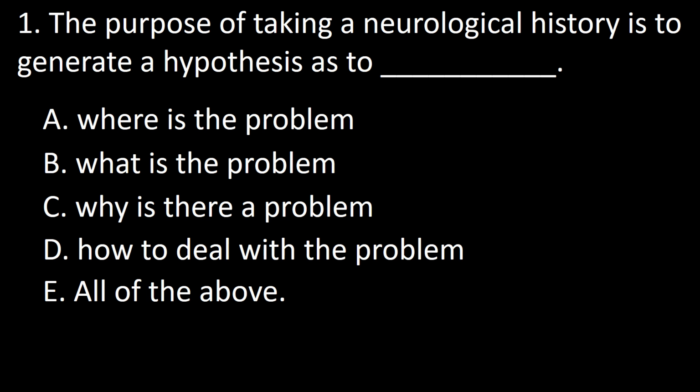The first question is: the purpose of taking a neurological history is to generate a hypothesis as to: A. Where is the problem? B. What is the problem? C. Why is there a problem? D. How to deal with the problem? E. All of the above.